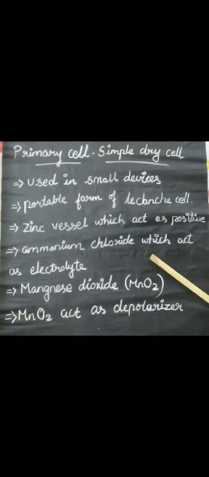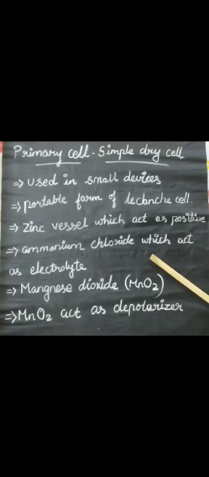The vessel contains a moist paste of sawdust that is saturated with a solution of ammonium chloride and zinc chloride. Ammonium chloride is acting as an electrolyte. The purpose of zinc chloride is to maintain the moistness of the paste, as it is highly hygroscopic. Only for the purpose of maintaining moistness are we using the zinc chloride.